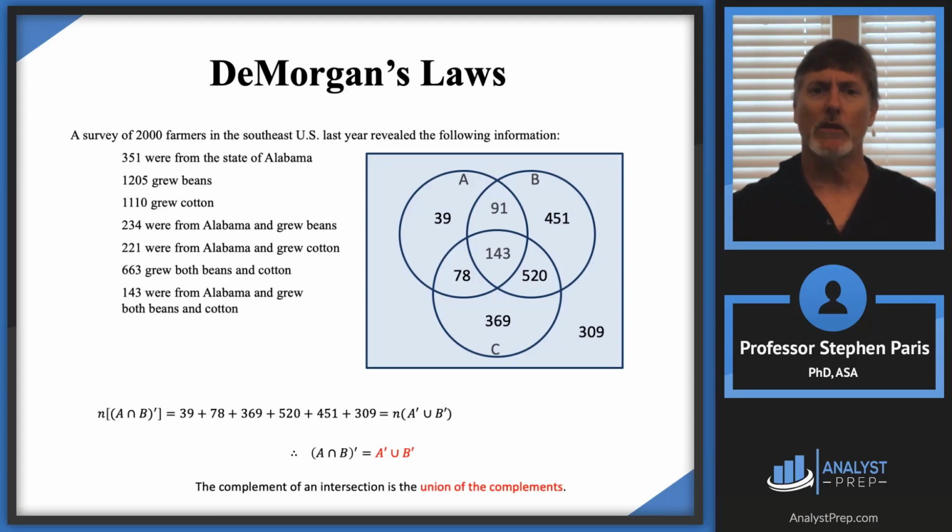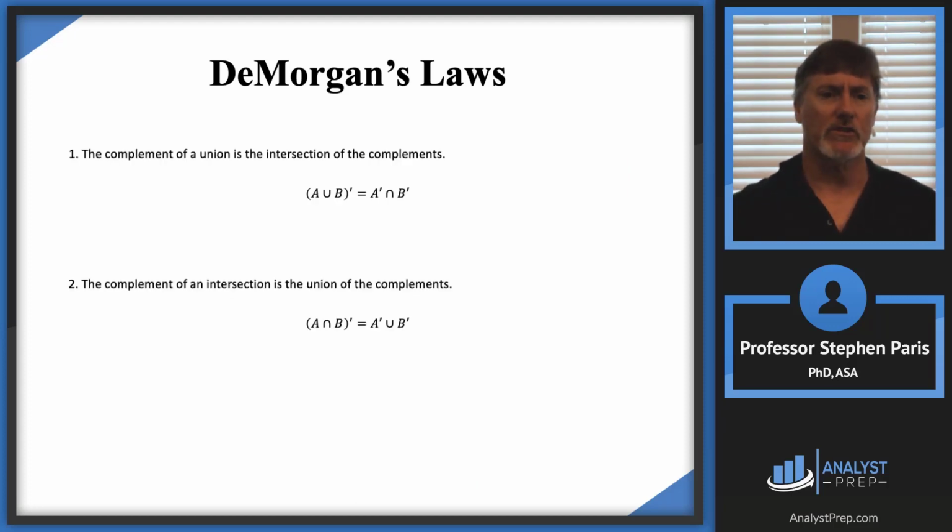So DeMorgan's laws, there are two of them. The first one states that the complement of a union is the intersection of the complements, and the second one says the complement of an intersection is the union of the complements. I think I said that right. Okay, so I've got it written down right, it's worded right.